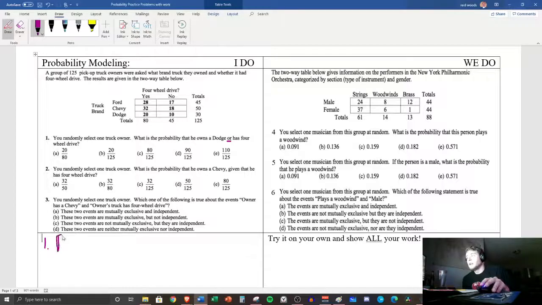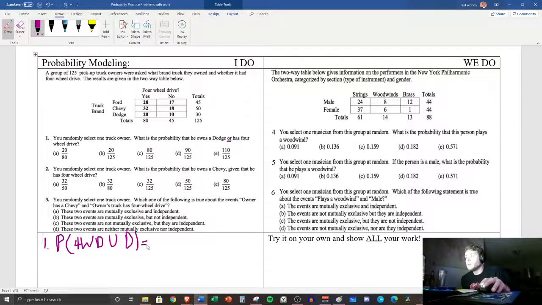So we write this up in symbols. We have 4-wheel drive, or with the union symbol. Let me draw that a little bit better. So or Dodge. So D for Dodge. All right, so 4-wheel drive is this yes column. Dodge is this bottom column here.